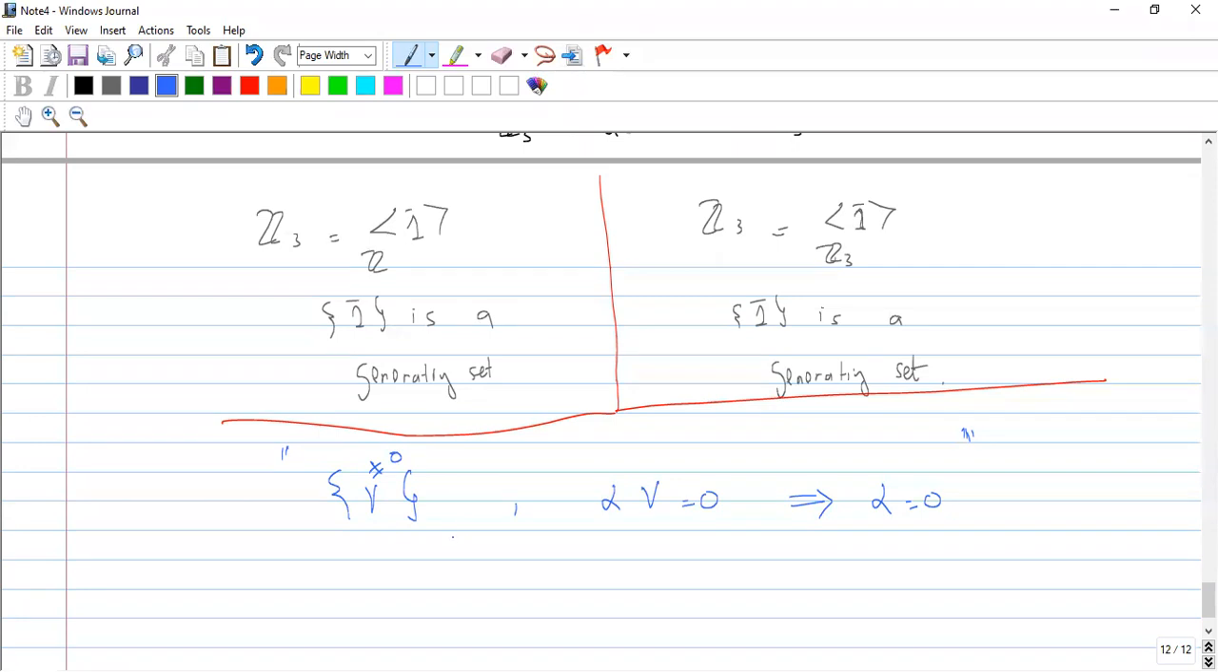Actually, now using this definition, which set is a linear independent set? So there are two generating sets. One is a generating set here if you are considering Z3 as a Z module, and 1 bar is also a generating set here if you are considering Z3 as a Z3 module. But which generating set is linearly independent and which is linearly dependent? क्या दोनों linear independent हैं? ये भी हो सकता है.